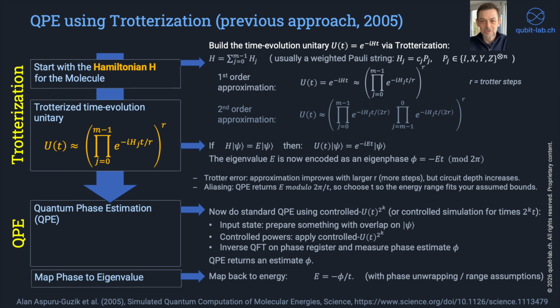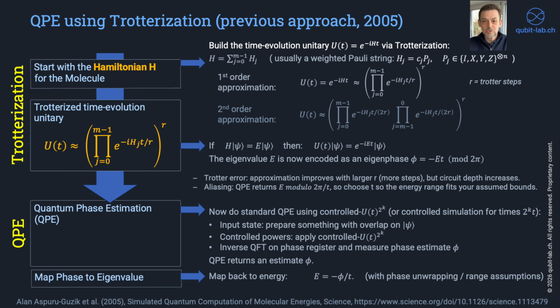Trotterization is a variant using QPE. The approach is the same as before, but now we focus on how we build the unitary. The time evolution U of t is unitary. Here, we approximate it with the first or second order Trotter formula. Repeating these Trotter steps improves accuracy, but it also increases circuit depth. That's Trotterization. So the trade-off is, more Trotter steps means better accuracy, but much deeper circuits. Everything after that is unchanged.